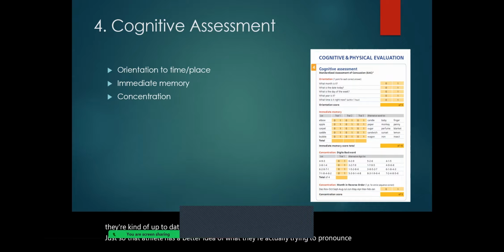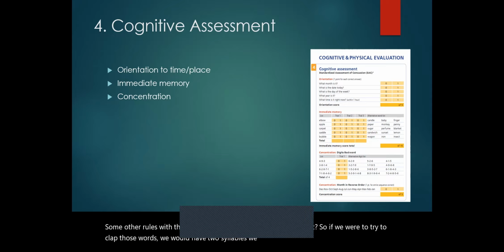Some other rules with this is that they need to be 2 syllables, right? So if we were to try to clap those words, we would have 2 syllables. We don't want to choose words that have several syllables here, like onomatopoeia, right? That's way too many syllables. It's going to be so difficult to remember several different words that have several syllables. 2 syllables, exactly where we need to go.